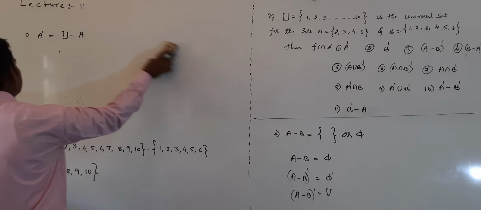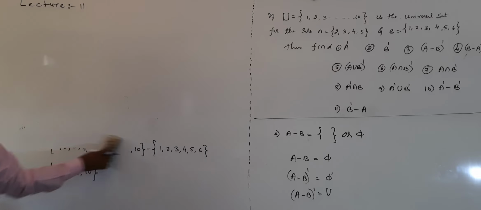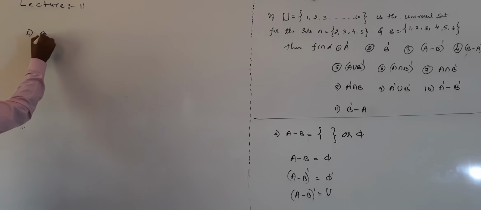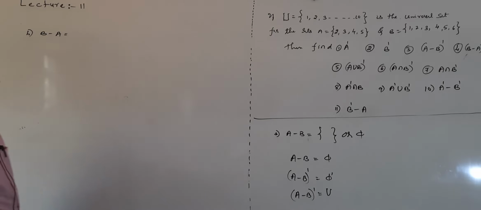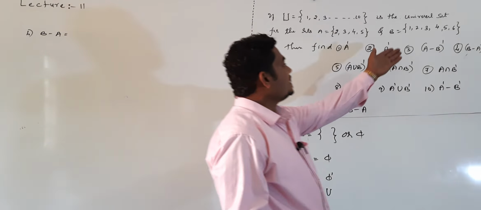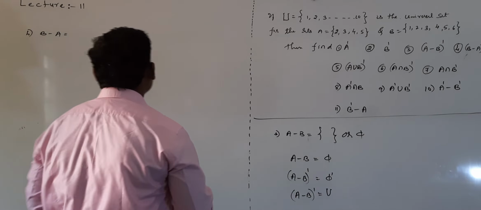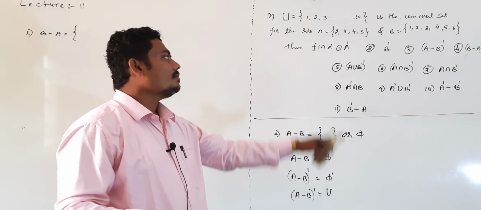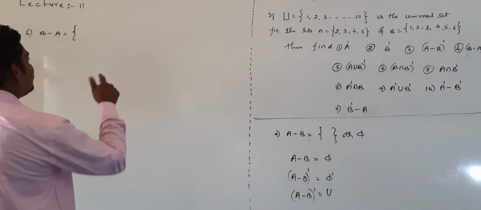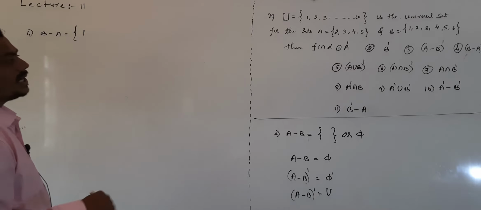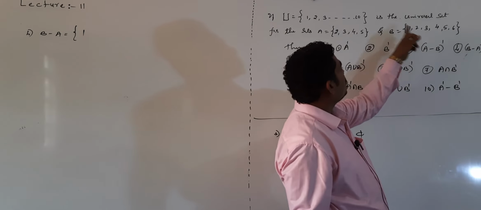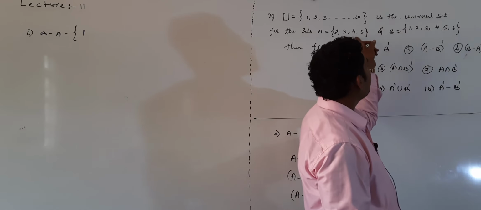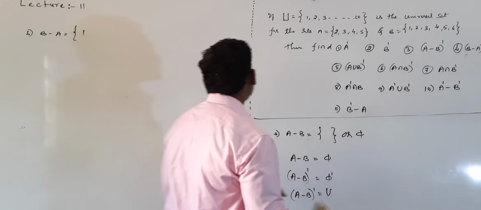Next, fourth one, B minus A whole complement. First write B minus A. What is B minus A? Set B minus set A. Write all those elements in B but not in A. 1 is not there in A, so I will write 1. 2 get cancelled. 3 get cancelled. 4 get cancelled. 5 get cancelled. 6 is not there in A, so I will write 6.